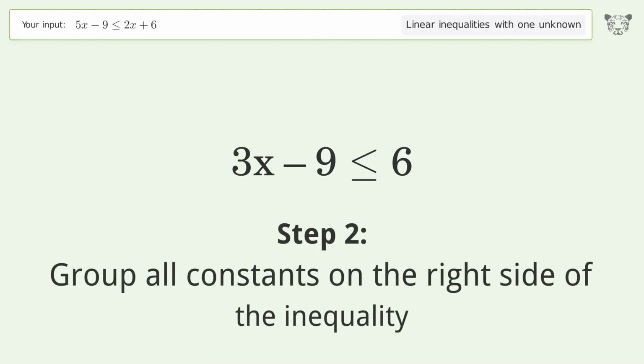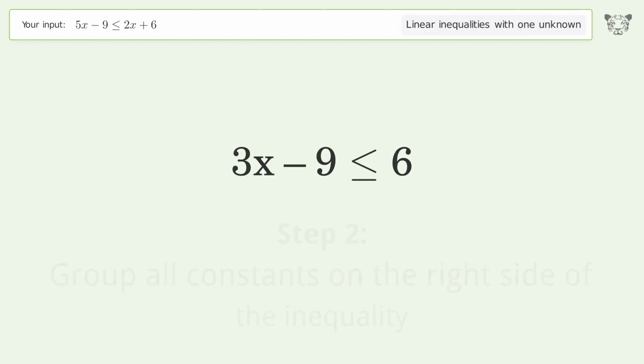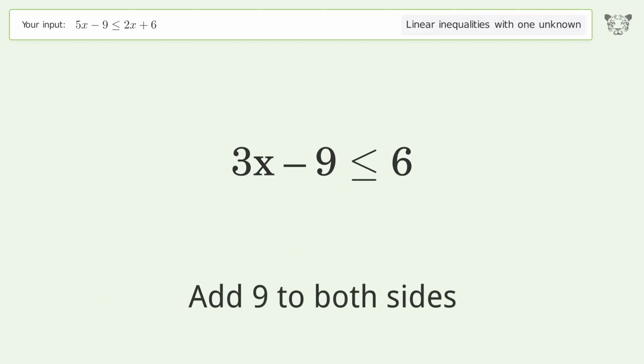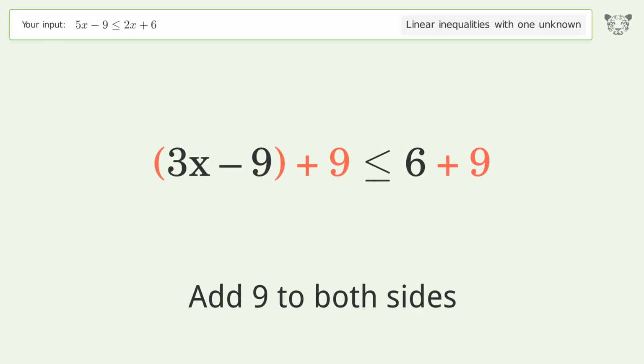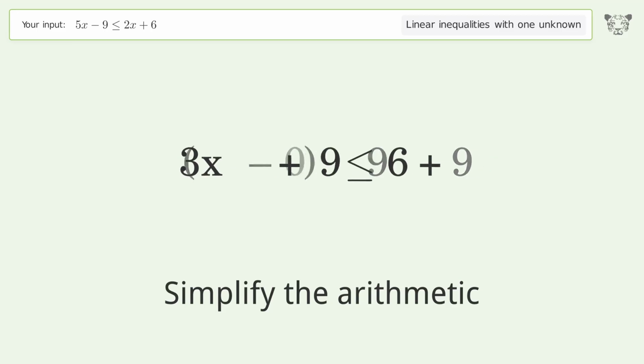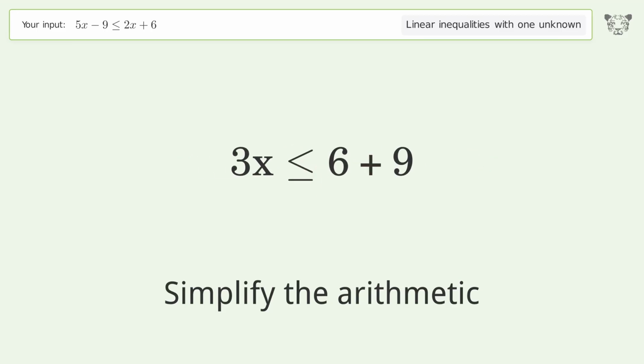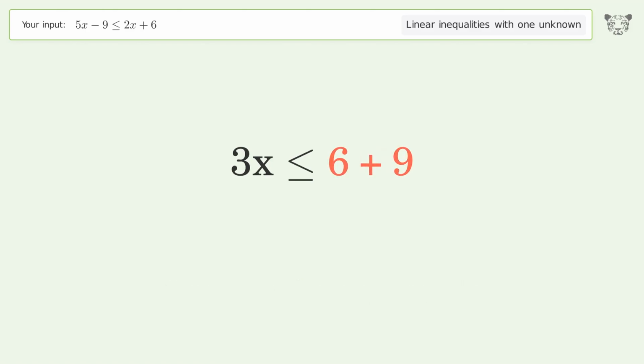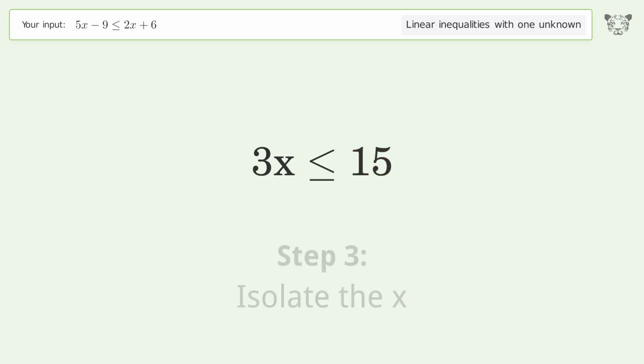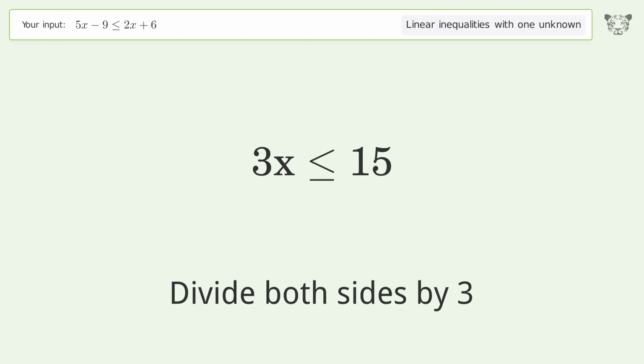Group all constants on the right side of the inequality. Add 9 to both sides. Simplify the arithmetic. Isolate the x. Divide both sides by 3.